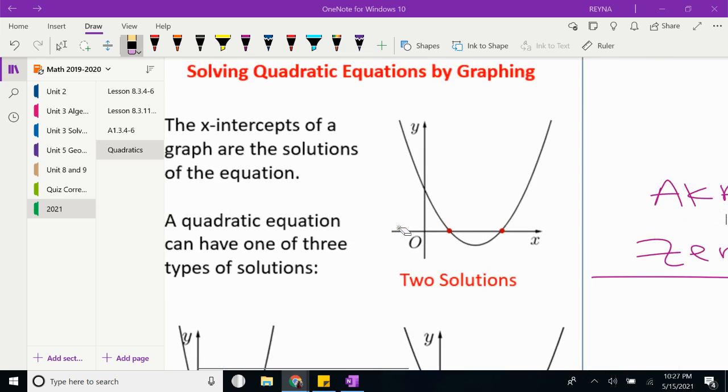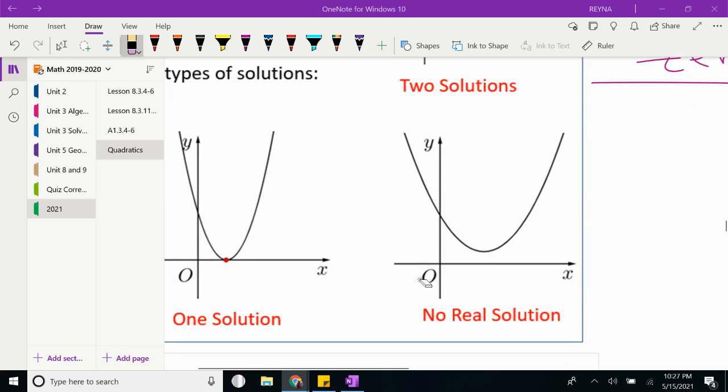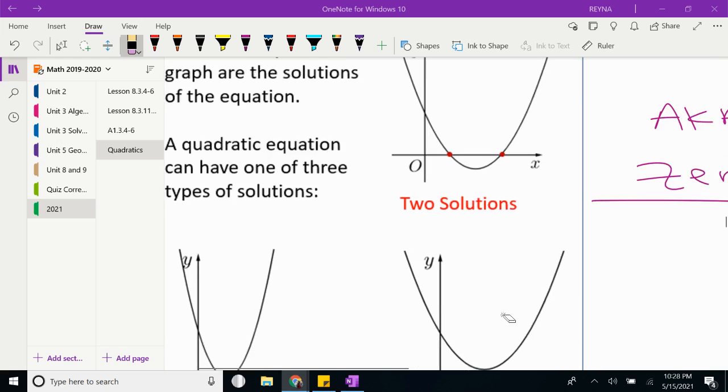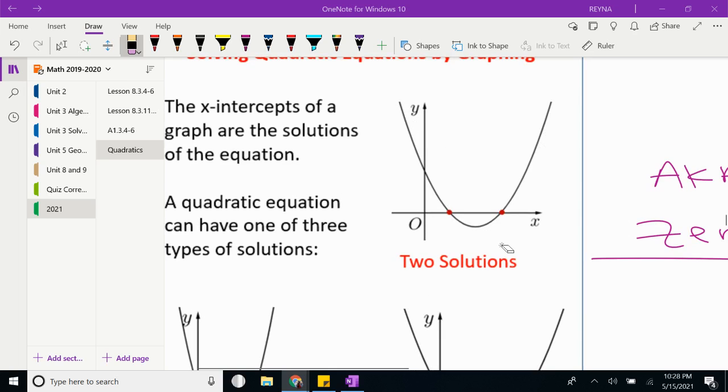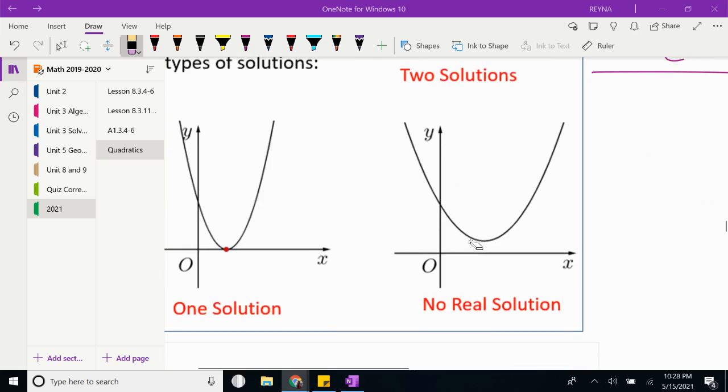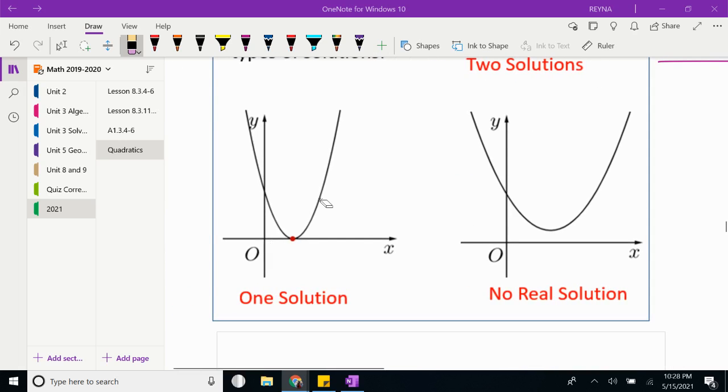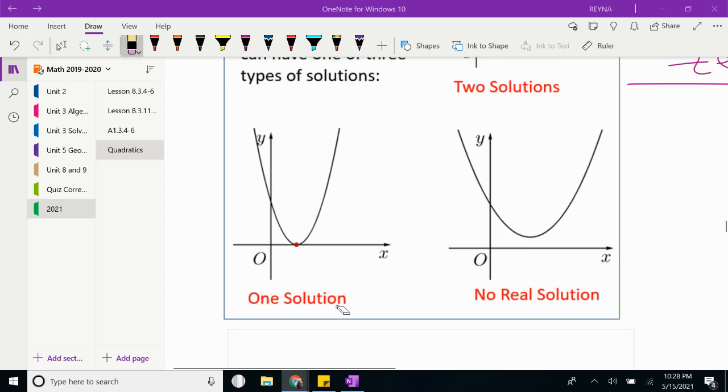So if we look at this parabola, you see how there's these two dots. These are called zeros because they are on our x-axis. This has no zeros, so it has no solution. This parabola has two intersections, so it has two solutions. And then this parabola touches the x-axis once, so we would say it has one solution.